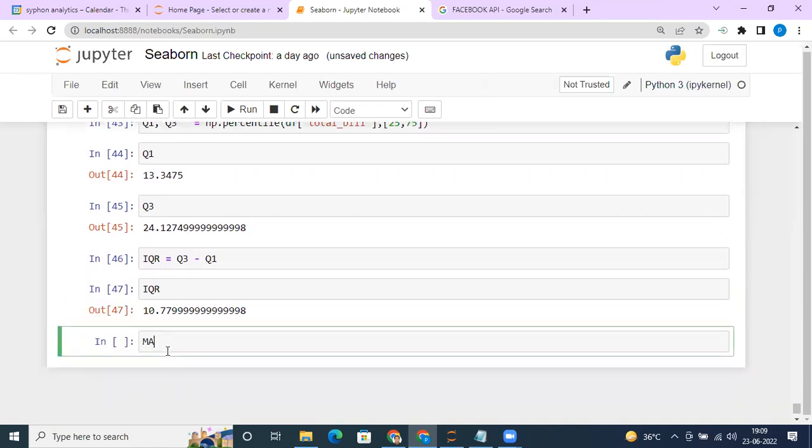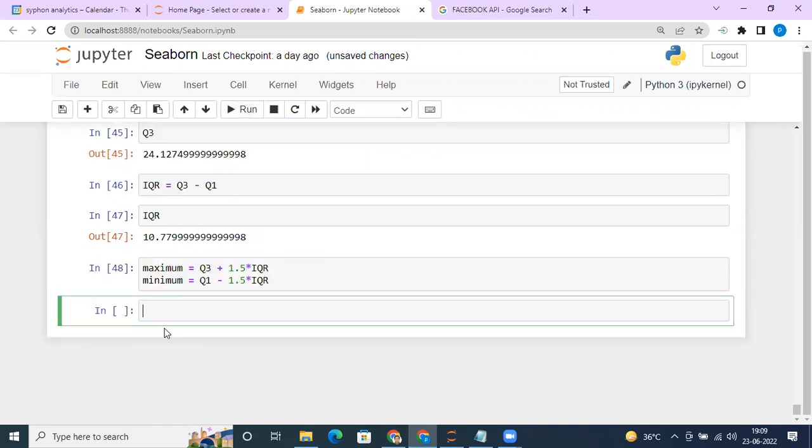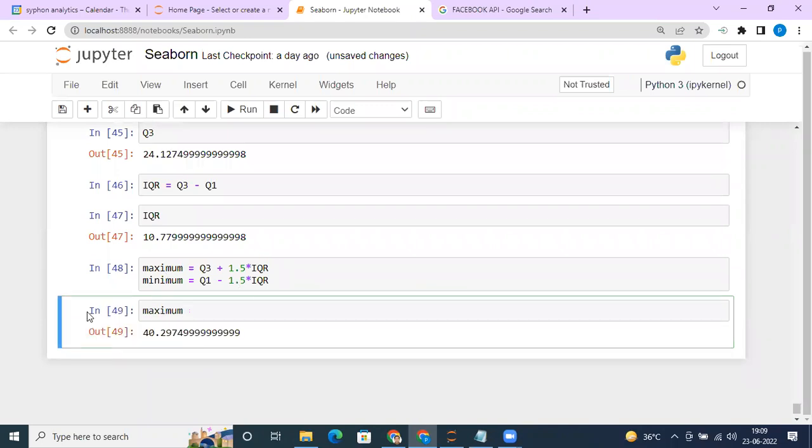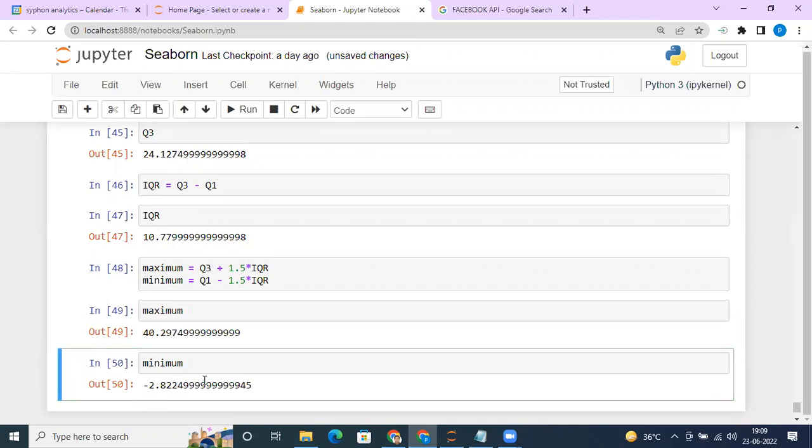Now I want to find out maximum value. So we know what is the maximum value? Max value, or we can say max underscore value, or maximum directly we can mention. Maximum equals to what? Remember what I mentioned? Q3 plus 1.5 times of what? Sure, IQR. This is my maximum value. Minimum value, minimum is equal to Q1 minus 1.5 times of IQR. Right? So if I execute this, let me check my maximum value. 40.29, right? Minimum value, minus 2.882. Perfect, no issue.